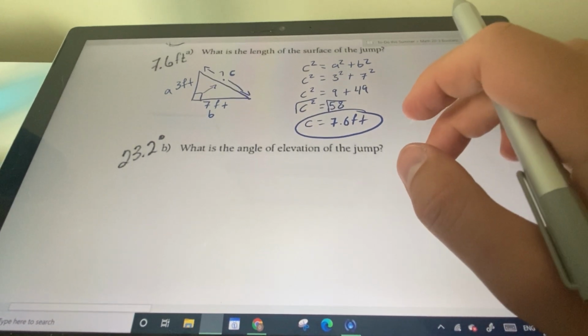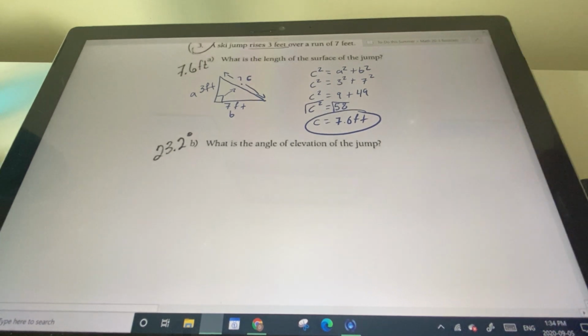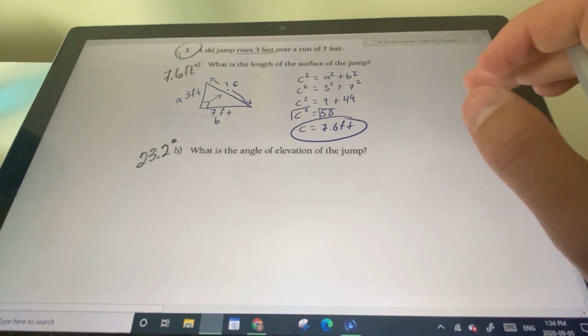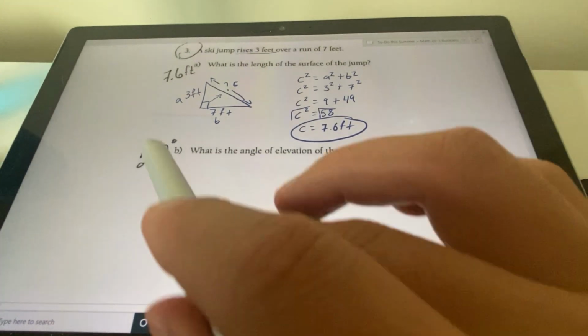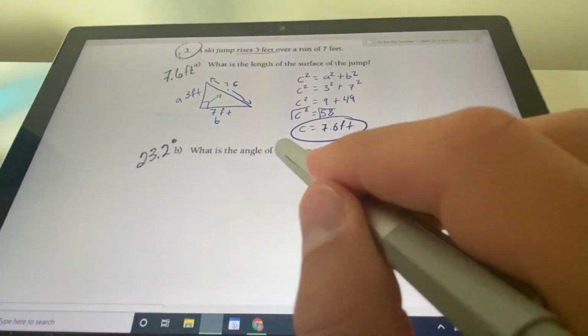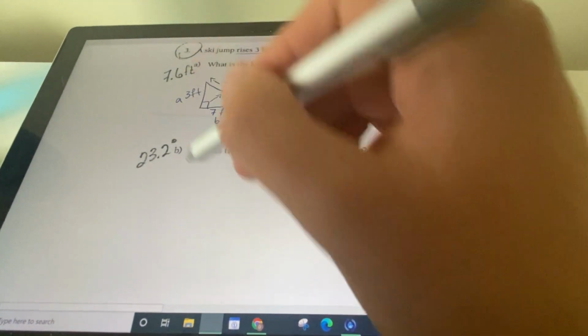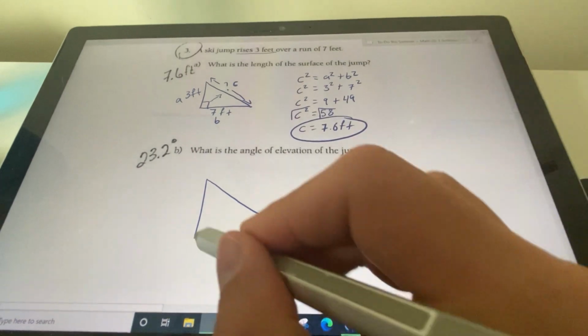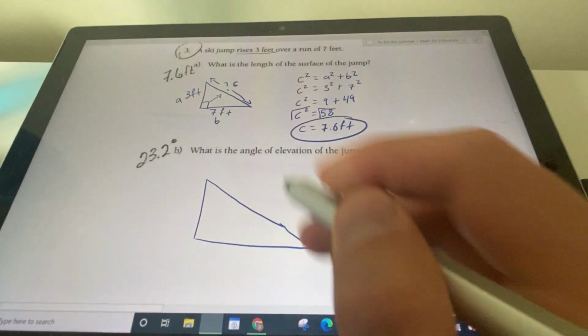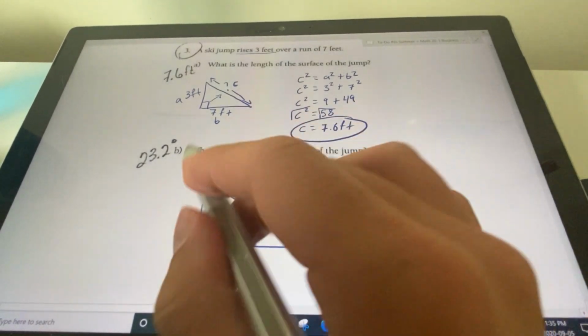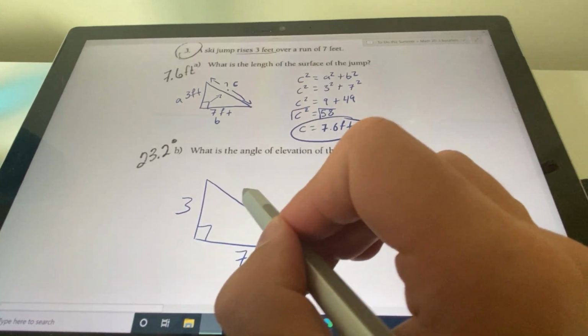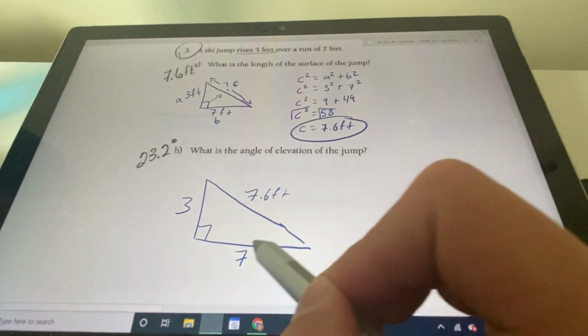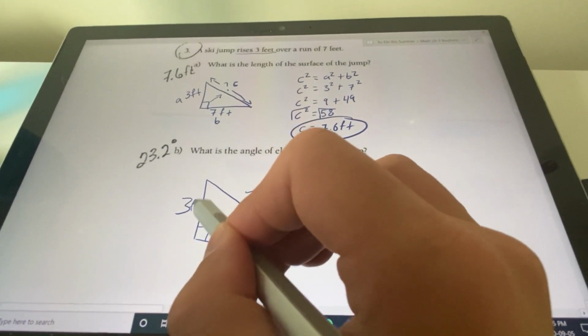Now, on to 3B. What is the angle of elevation of the jump? Okay, well, let's talk about that. What is angle of elevation? Remember, we already have this triangle. I'm going to redraw it. It might look a little different, but it is the same one. Remember, this is 7 feet, this is 3 feet, and this is 7.6 feet. They should all have units.